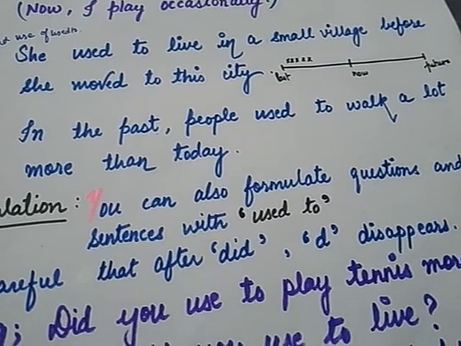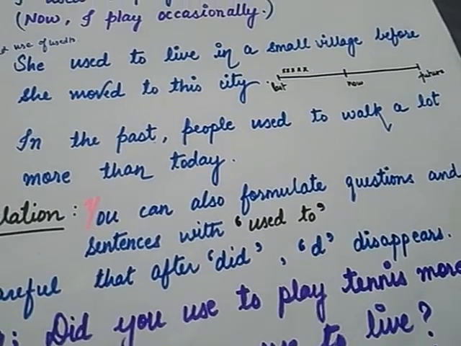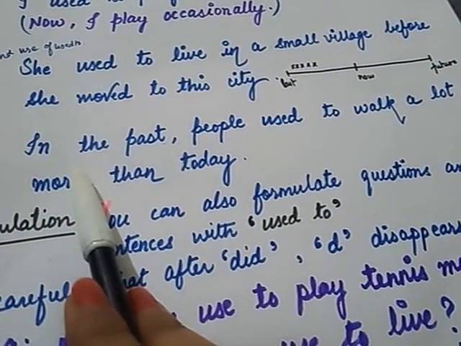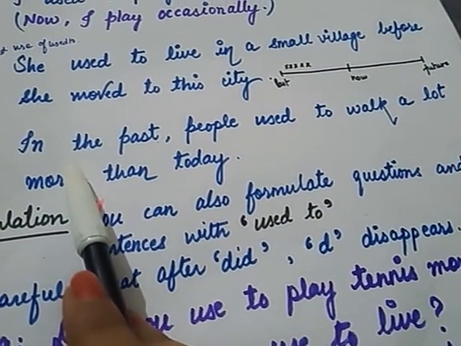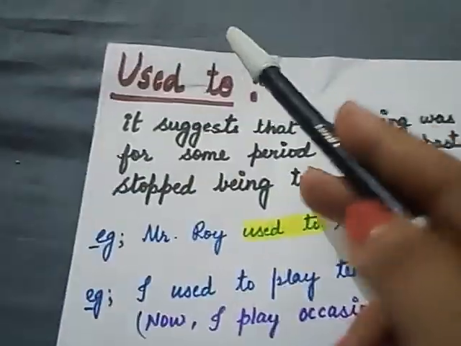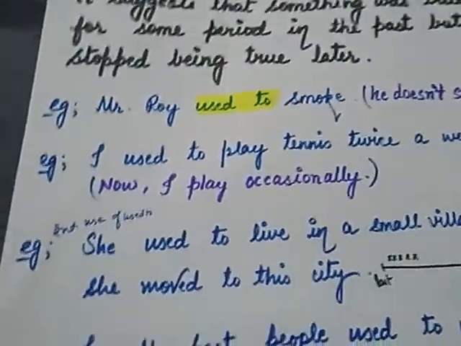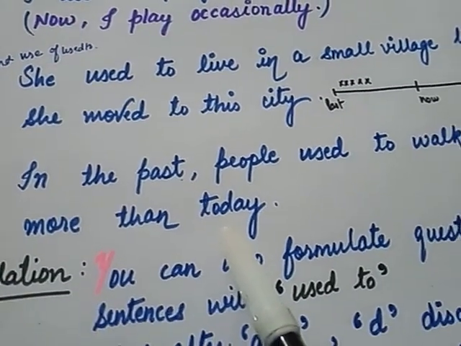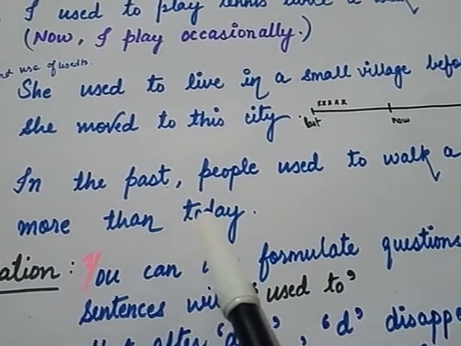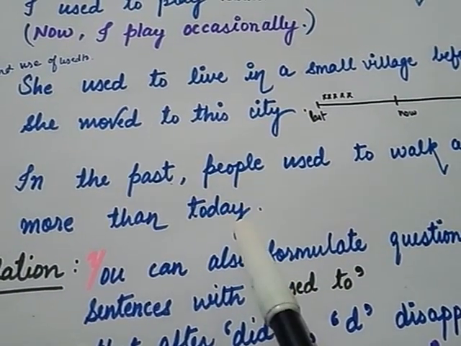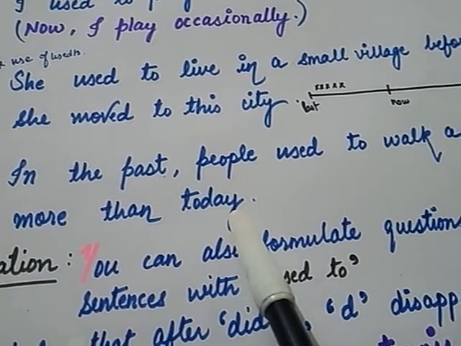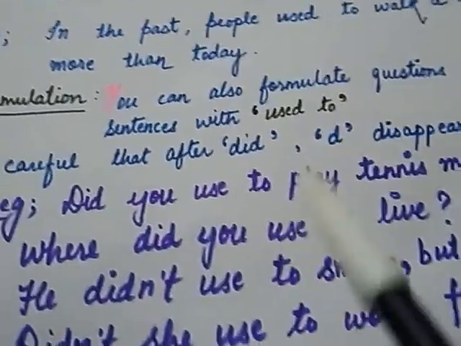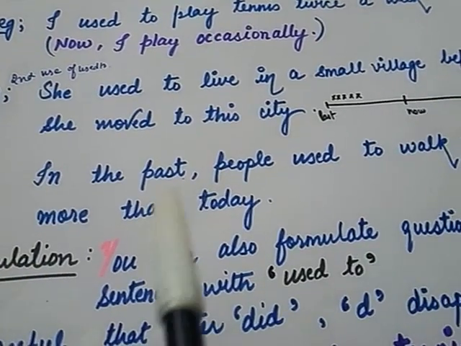I hope, children, you are getting my point and you are able to understand this topic, and now you will not make mistakes using this word, and you have to use this word correctly. Okay, you have to do lot of practice. Now, this formulation we will read later on. Let us see our last sentence.